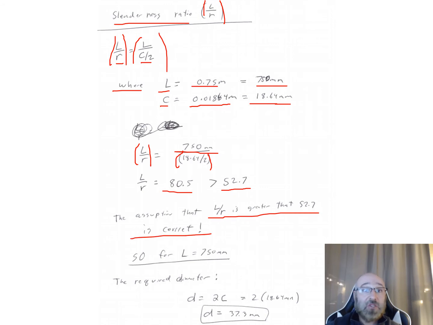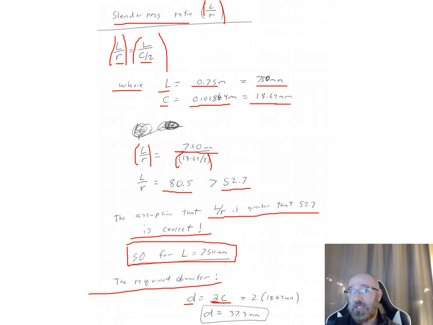So we're all set. For our length of L equal to 750 millimeters, the required diameter is simply going to be D equal to 2 times C, where C is the radius of our rod. So 2 times our 18.64 millimeters, our diameter of the rod is going to be 37.3 millimeters.